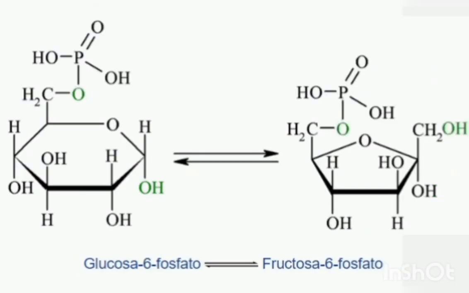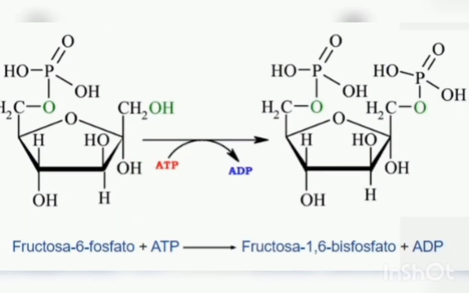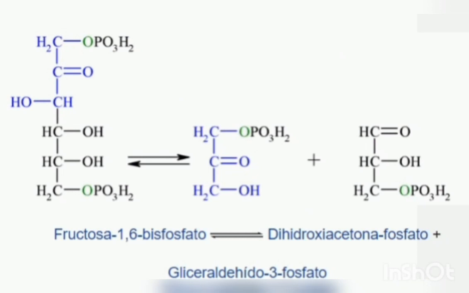Step 2, isomerization. Glucose 6-phosphate is isomerized to form fructose 6-phosphate, which is catalyzed by the enzyme phosphoglucose isomerase. Step 3, second phosphorylation. Fructose 6-phosphate is phosphorylated by the enzyme phosphofructokinase 1 using another molecule of ATP to form fructose 1,6-bisphosphate.